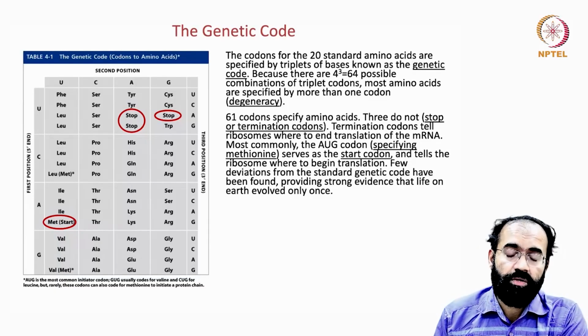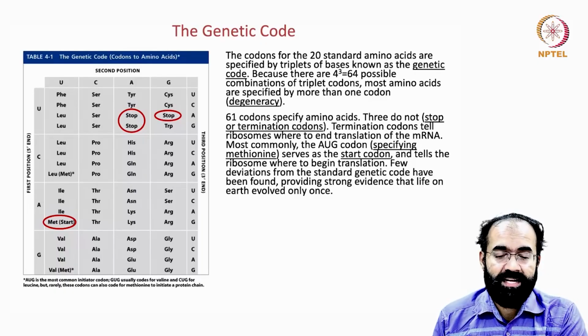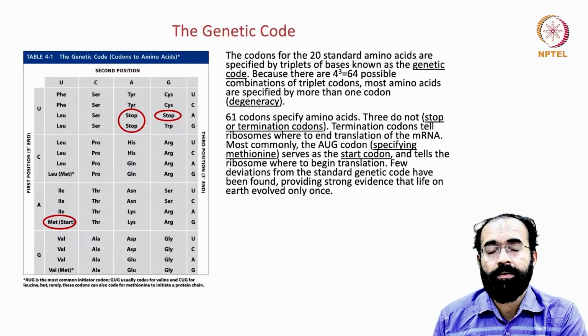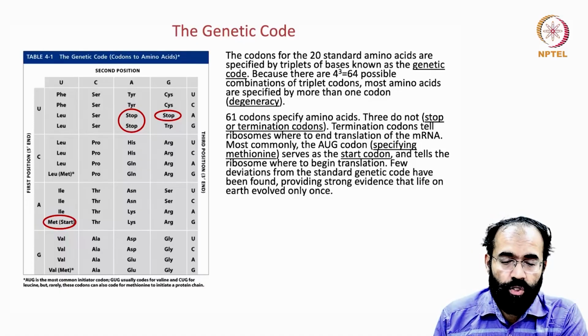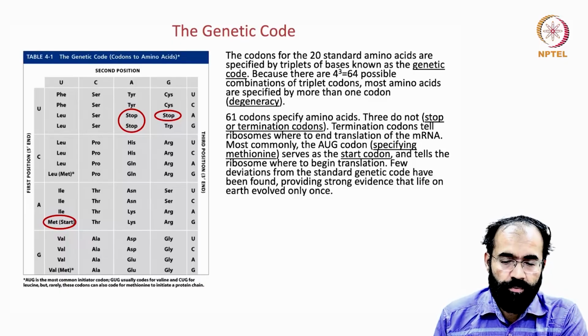Only 61 codons are meant for bringing in amino acids, whereas 3 of them act as the stop codons, UAA, UAG, UGA. So these are the stop codons. These 3 do not bring in any amino acids, and we call them termination codons or stop codons. So termination codons tell the ribosome where to end the translation of the mRNA.